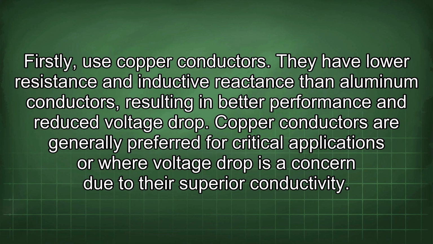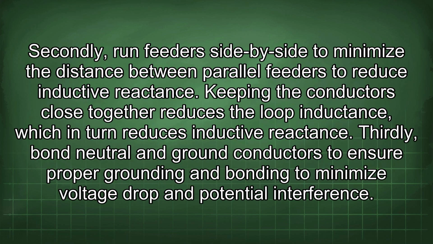Firstly, use copper conductors. They have lower resistance and inductive reactance than aluminum conductors, resulting in better performance and reduced voltage drop. Copper conductors are generally preferred for critical applications or where voltage drop is a concern due to their superior conductivity. Secondly, run feeders side by side to minimize the distance between parallel feeders to reduce inductive reactance. Keeping the conductors close together reduces the loop inductance, which in turn reduces inductive reactance.